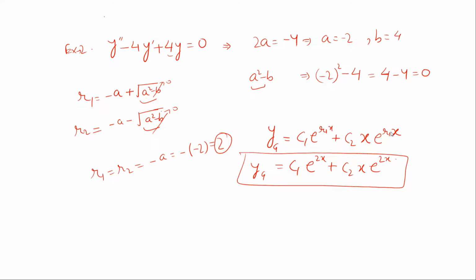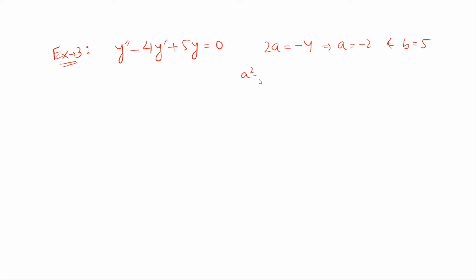And now we'll see the third example. Example 3: y'' - 4y' + 5y = 0. So here 2a = -4, that is a = -2 and b = 5. So a² - b equals (-2)², that is 4, minus b, that is 5, is -1, which is less than 0, negative.